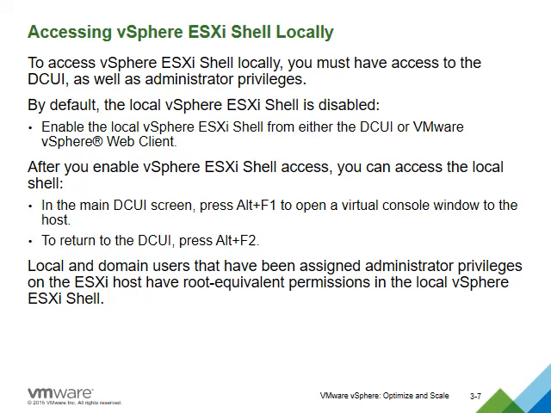And one thing I also want to say here is after you enable the vSphere ESXi shell access, you can access the local shell by pressing Alt F1 to open the virtual console, and you can then return to the DCUI by pressing Alt F2. Now, your local and domain users that have been assigned admin privileges on the ESXi host have root equivalent permissions in the local vSphere ESXi shell also.